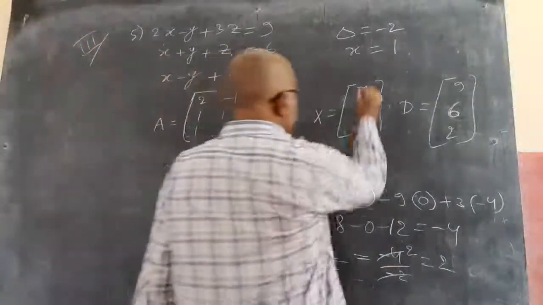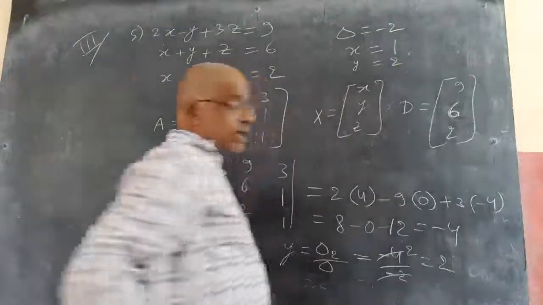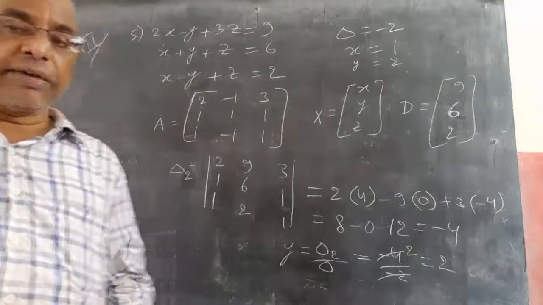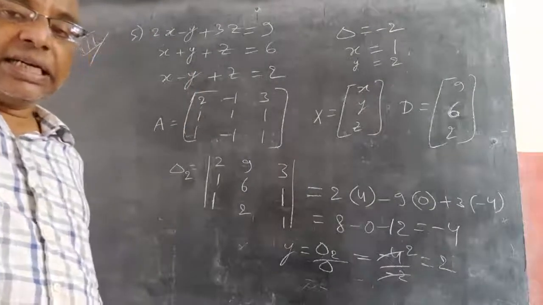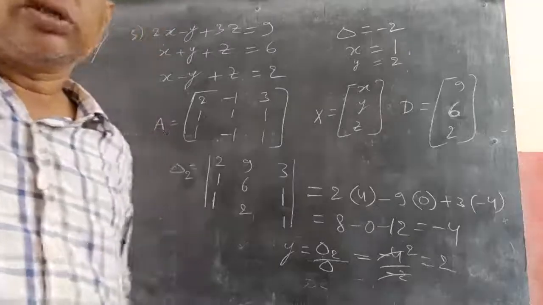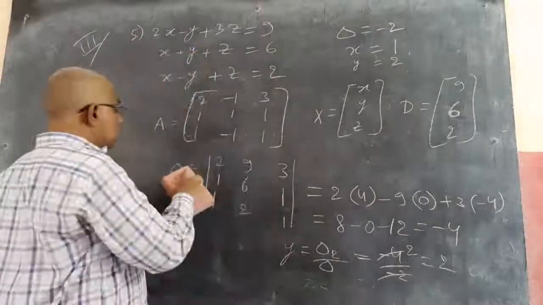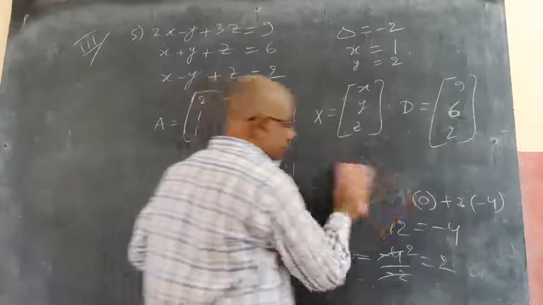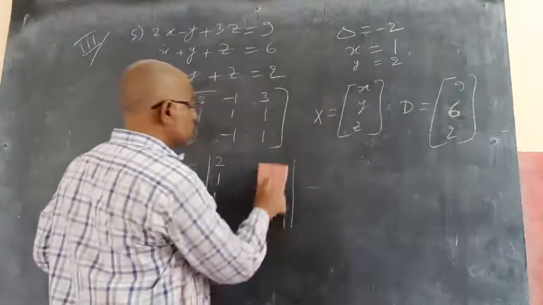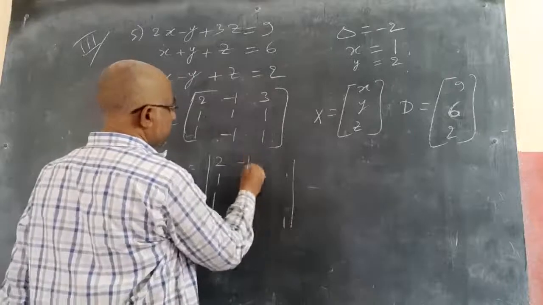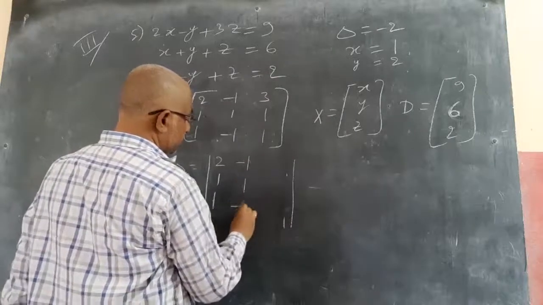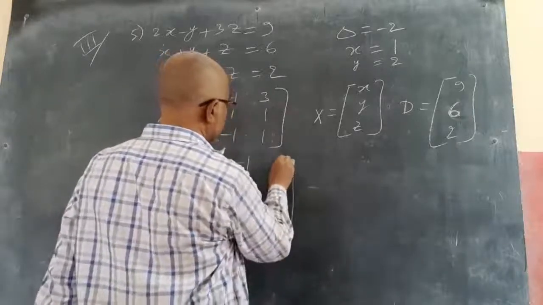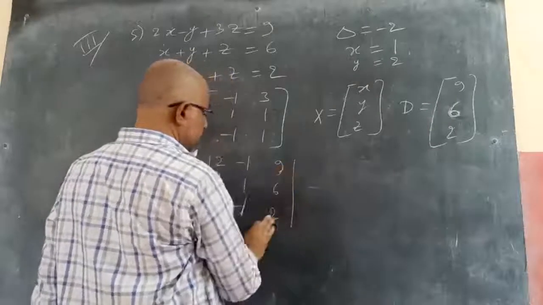X equal to 1, I got y equal to 2. Now I need to go for delta 3. Delta 3 is replacing the third column elements with D, which gives me delta 3, which gives me z. So delta 3 means second column as it is: minus 1, 1, minus 1, and then the third column with D: 9, 6, 2.